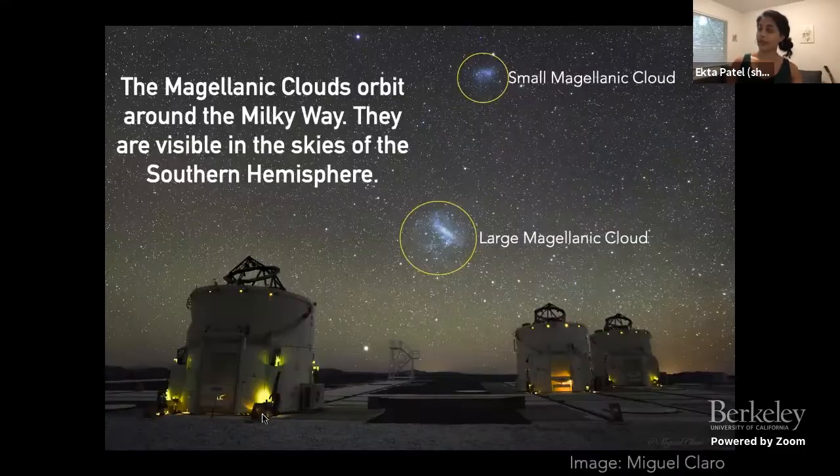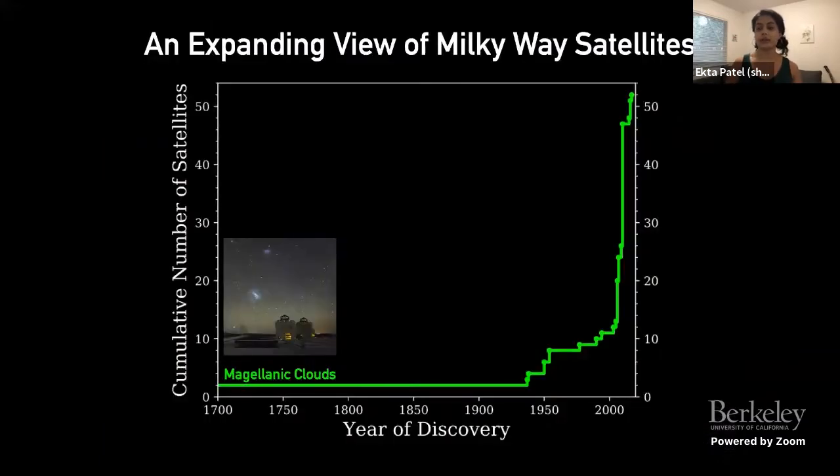So if we look at the Large and Small Magellanic Cloud, here's what they look like on the sky from the ground. And they are the two most massive satellite galaxies that we know to be orbiting around our own galaxy, the Milky Way. If we go back to this discovery timeline, we of course know of many more satellite galaxies these days. So between the year 1950 and the year 2000, there was this large increase in the number of known satellite galaxies that were discovered.